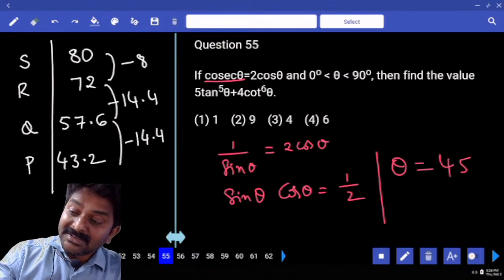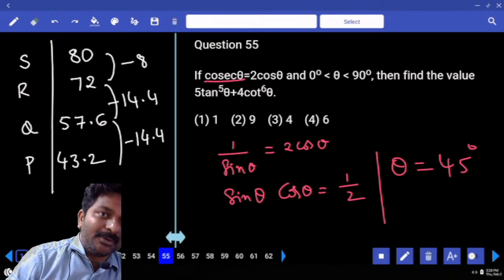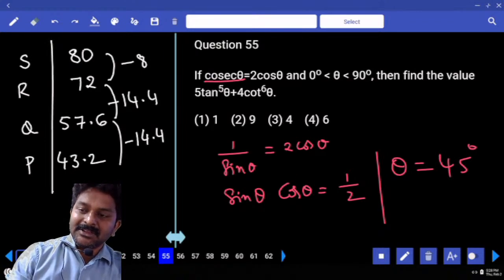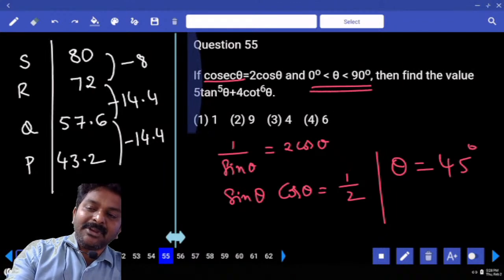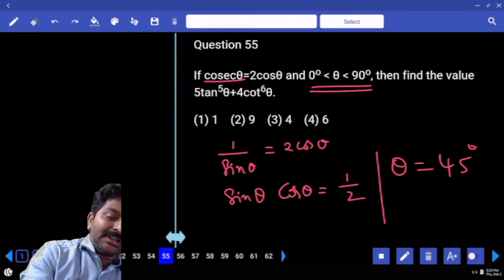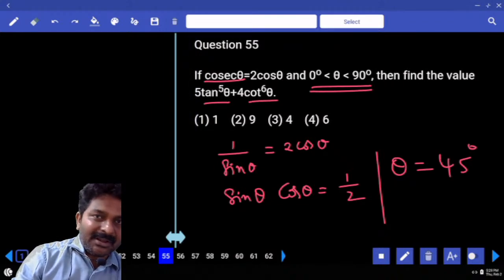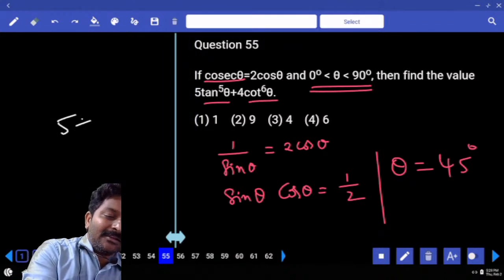45. Sin 45 is 1 by root 2, cos 45 is 1 by root 2, and the product is 1 by 2. Yes? And the theta value lies between 0 and 90, so the condition is satisfied. Now just substitute the values. Tan 45 is 1, tan power 5 is 1. Cot 45 is 1, and 1 to any power is 1. Answer: 5 plus 4.